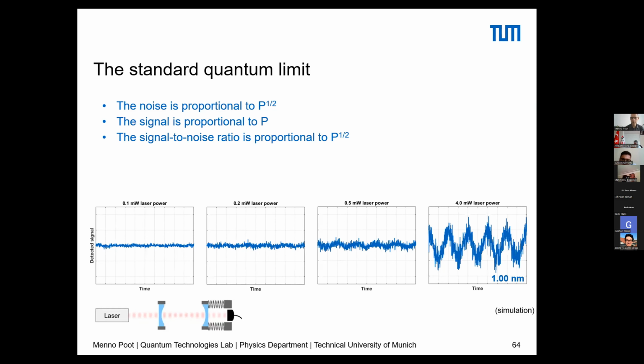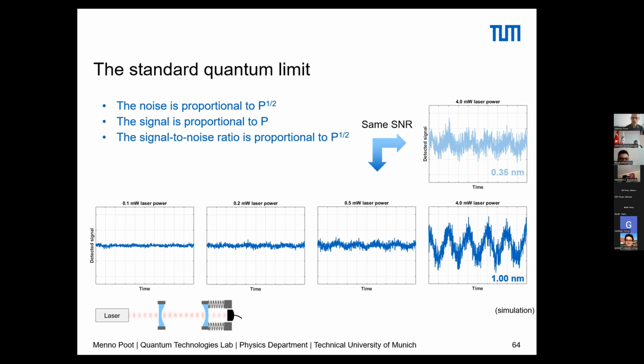So suppose now that this was a measurement for an oscillation amplitude of 1 nanometer. Then if we have a smaller amplitude, the amount of noise that we measure is the same, but the signal is smaller, as you can see over here. And it turns out that these two cases have the same signal to noise ratio. So the bottom line is that the higher the laser power, the smaller the displacement that you can see.